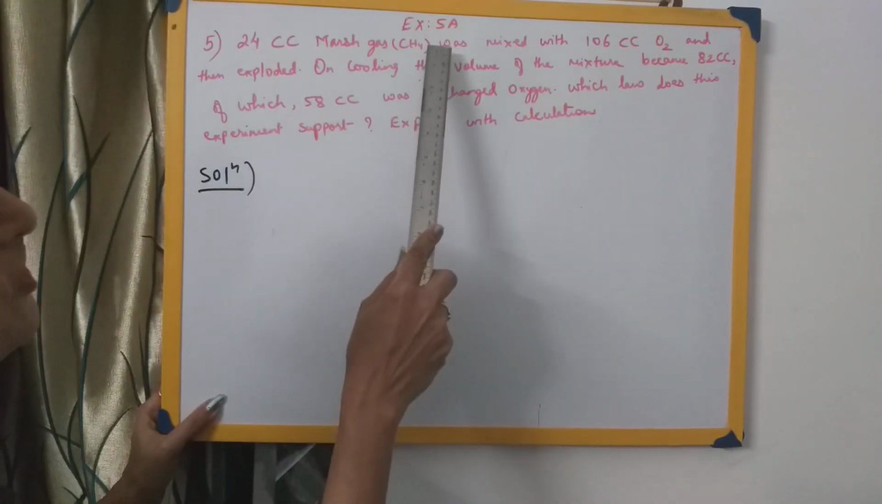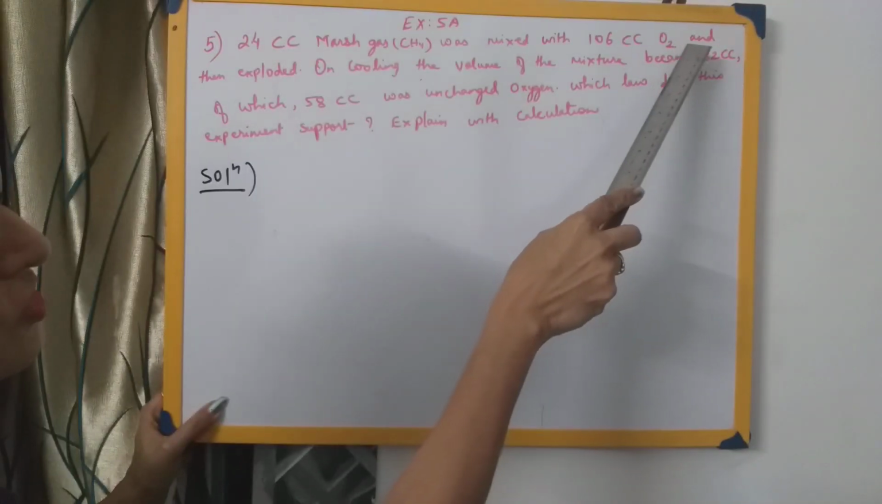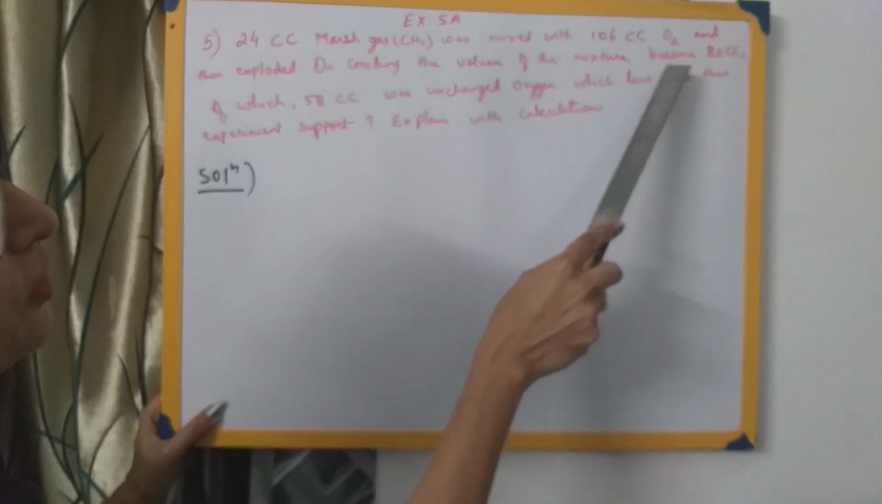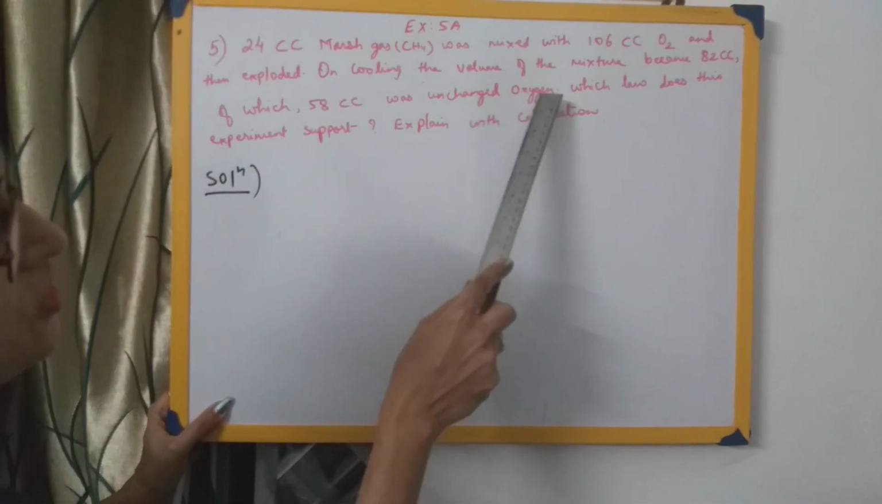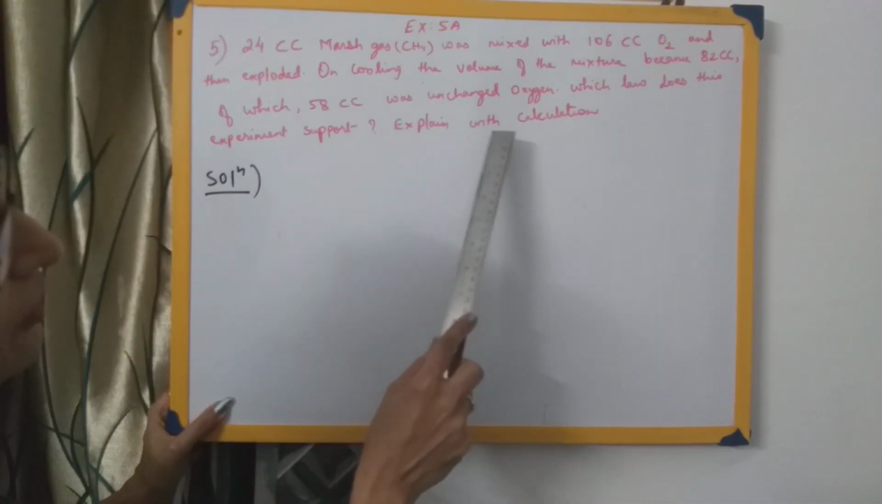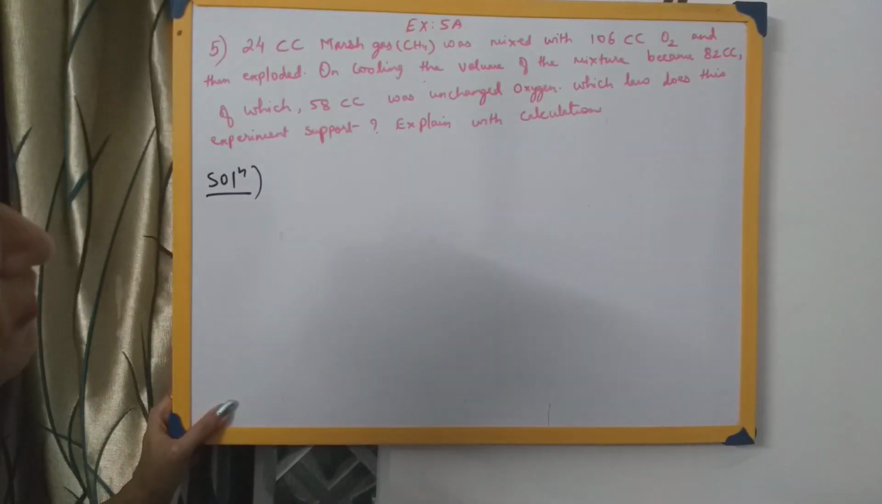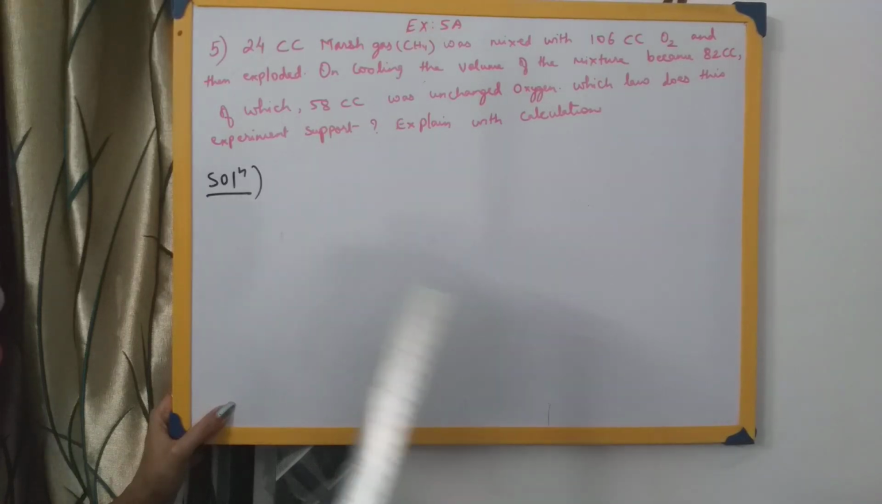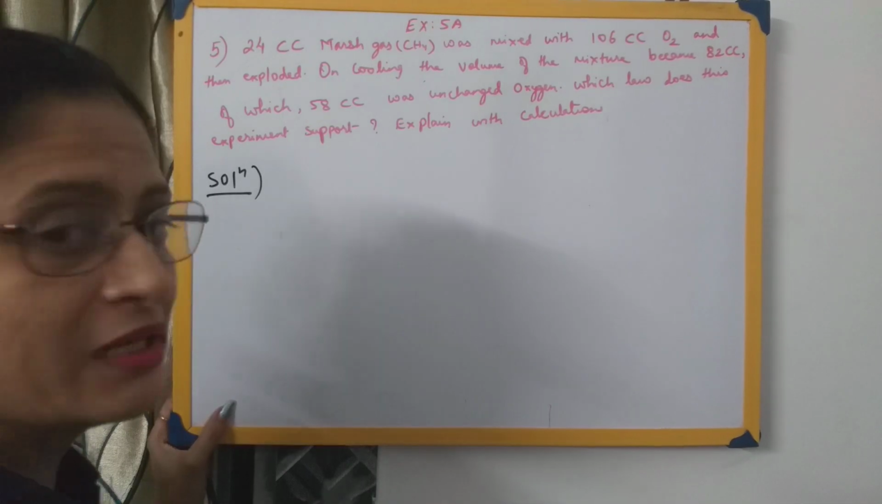24 cc of marsh gas. Marsh gas is what? Methane. It was mixed with 100 cc of oxygen and then exploded. On cooling, the volume of the mixture became 82 cc, of which 58 cc was unchanged oxygen. Which law does this experiment support? Explain with calculation. So from the information given, we have to find out how much of the oxygen has been used up in the reaction and how much of the carbon dioxide has been formed.